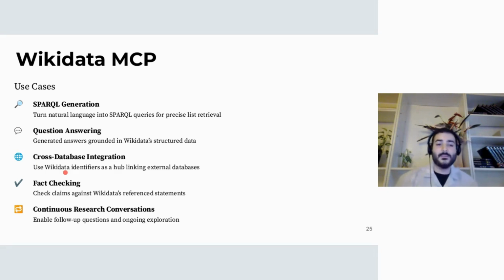Cross-database integration, because we've seen that Wikidata is connected to a lot of external databases. So it could be considered like a hub connecting all these databases together and gathering all the information from these databases. We have fact-checking, particularly when using the references that are found on Wikidata, and a continuous research conversation, basically allowing the user to do follow-up questions and an ongoing exploration after a certain task is done.